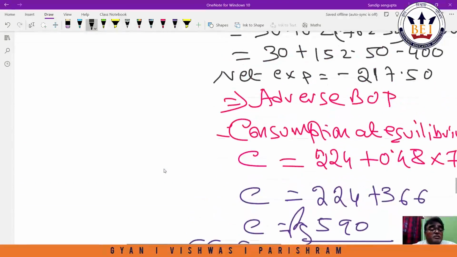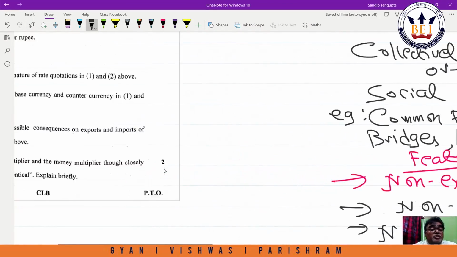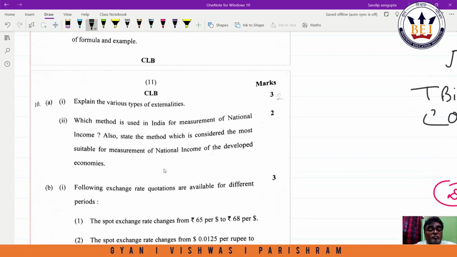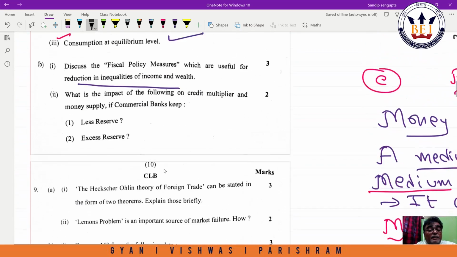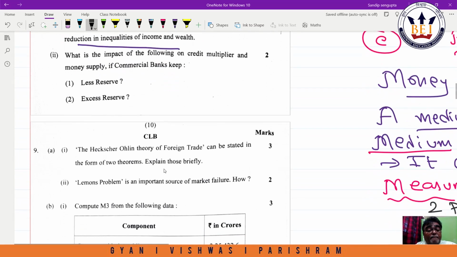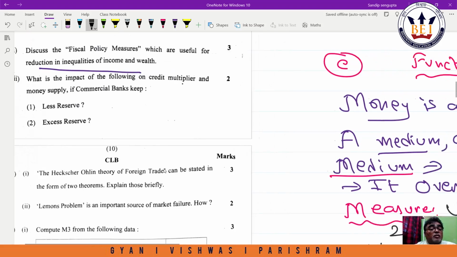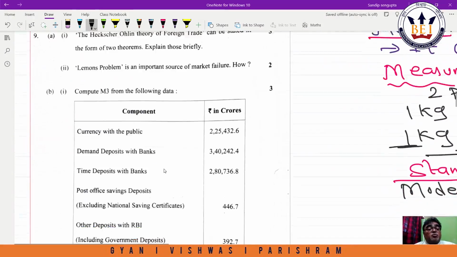Next. Sorry. Another important question, what is the impact on credit multiplier and money supply if commercial banks keep less reserve and excess reserve? 8b2.